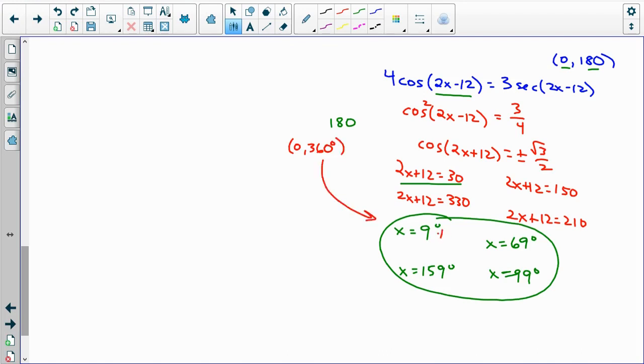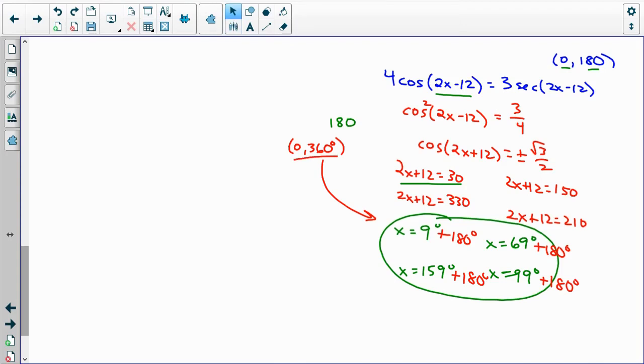One last thing, what if I had 0 to 360 in this problem? I would have to add 180 to all of these answers as well, and I would end up with 8 possible answers. So I have 9, 189, 69, 249, 99, 279, and 159, 339. Those 8 answers would all work if it was 0 to 360. So a lot of different possibilities for answers would come up depending on what the solutions are and what my domain is and whether I have period changes and things like that.